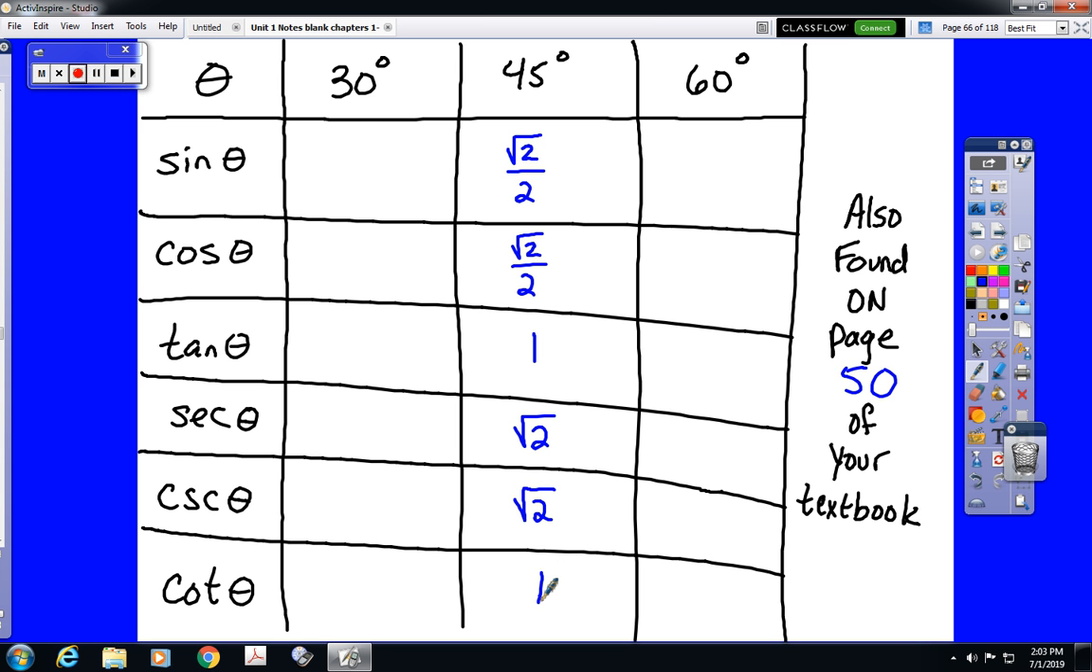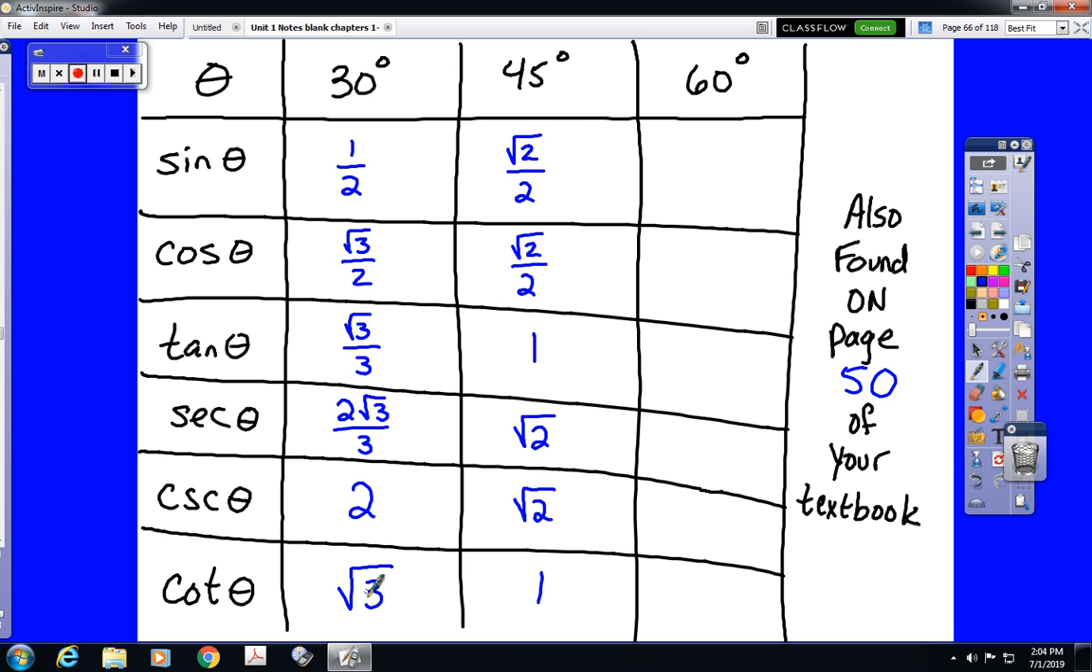Then we did 30 degrees. The sine was 1/2. The cosine was root 3 over 2. The tangent was root 3 over 3. The secant was 2 root 3 over 3. The cosecant was 2, and the cotangent was the square root of 3.